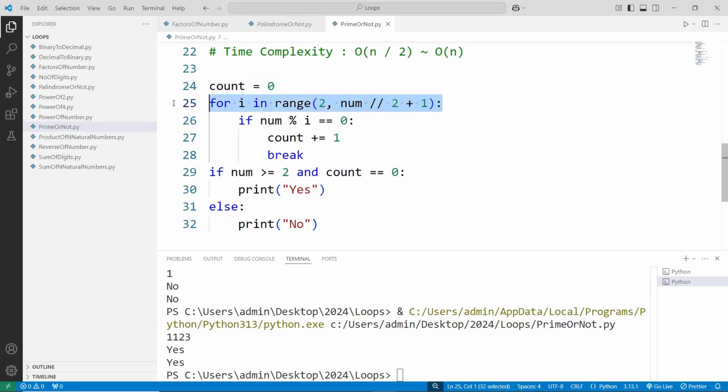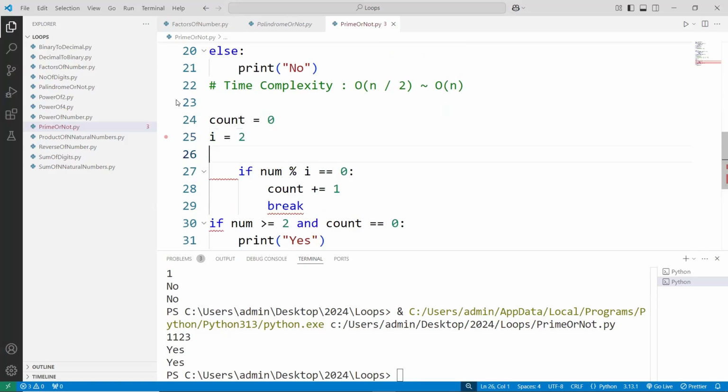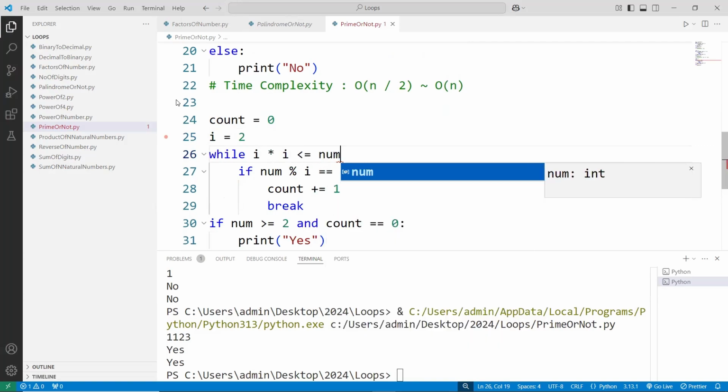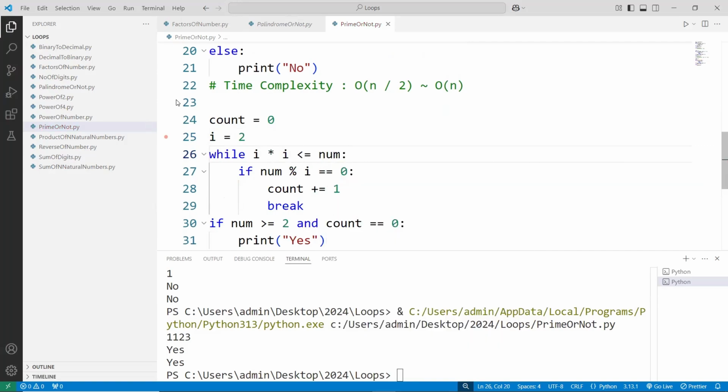So what I'll try to do is set i to 2 and go for a while loop: while i square is less than or equal to number. This would be the same thing. Instead of writing i less than or equal to square root of number, just pass the square root from the right to the left side, and you get i square. So i square less than or equal to number. If at any point you find at least one factor, simply break.